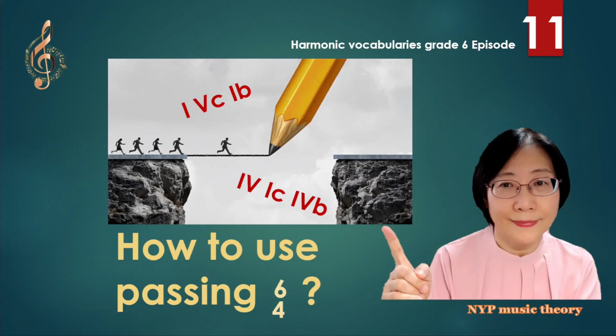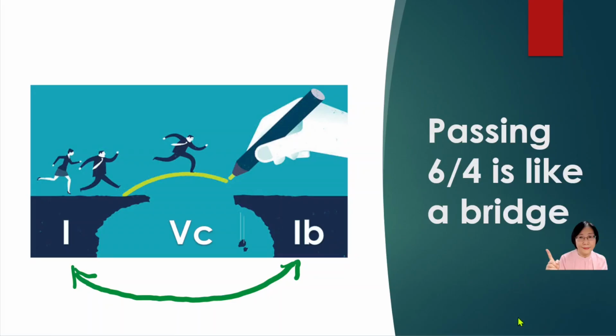Hi, in this video, we are going to focus on how to use passing 6/4 in 4-part writing. It includes 1 5C 1B and 4 1C 4B. Passing 6/4 is like a bridge. We have 5C as a passing 6/4.